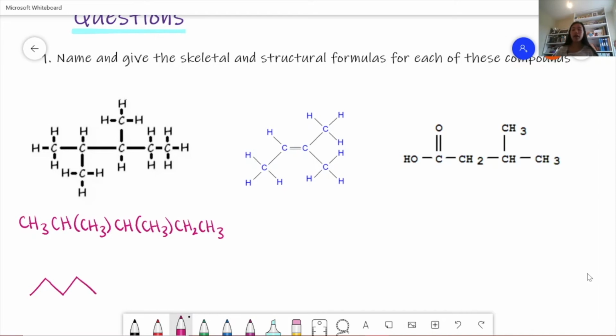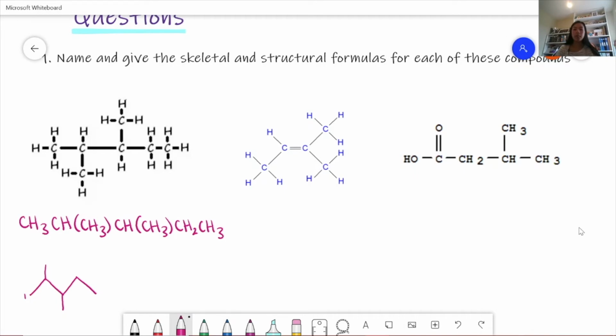And then we have methyl branch groups on the 2nd and the 3rd carbons. So this is the 1st carbon here, and so this is the 2nd carbon. So we draw a straight line indicating that there is a methyl group there. And on the 3rd carbon, there's also a methyl group. So this is the skeletal formula we have for this compound. And now we have to name it.